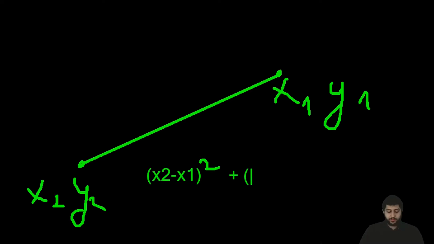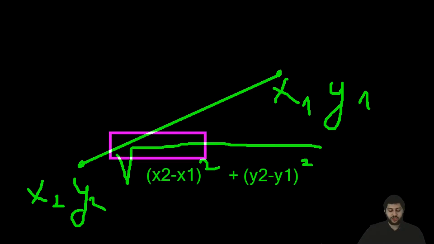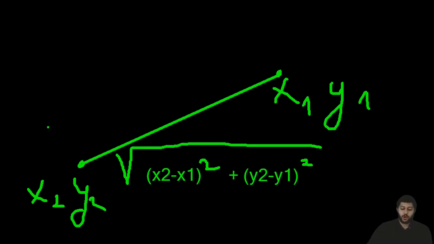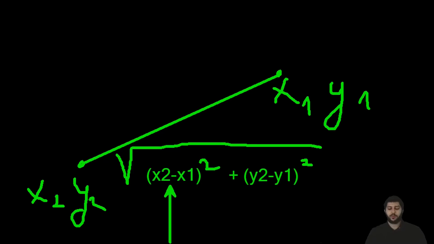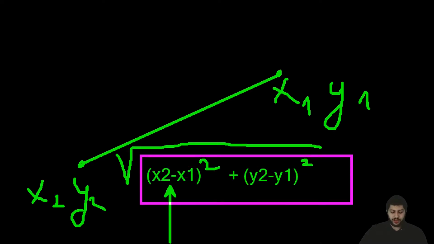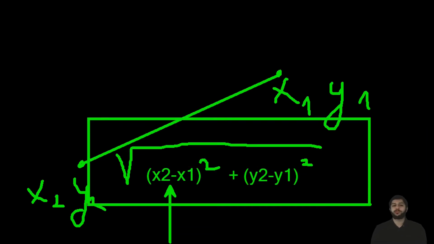And we have plus the difference in y's squared again. And this whole thing is square rooted. So the distance between these 2 vectors is given to us by this formula. Basically it's just the difference between the x coordinates and the difference between the y coordinates. We square them both, add them together, and take the square root of the whole expression.